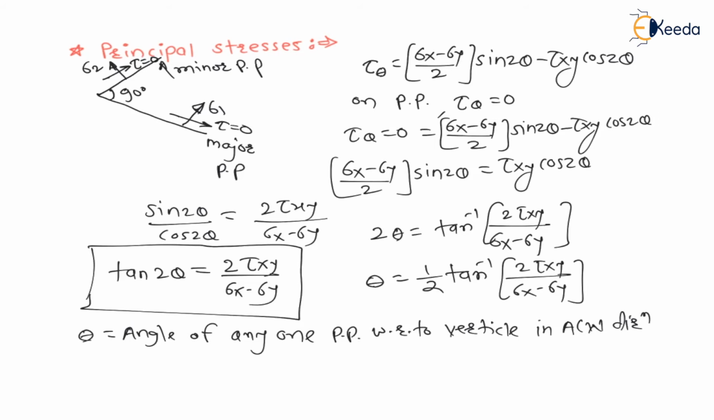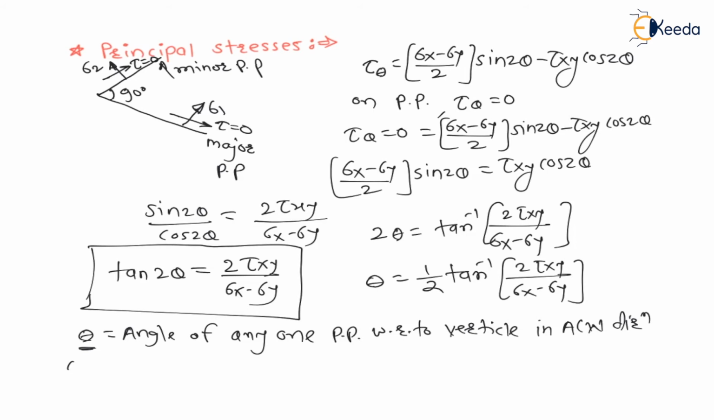That means this theta can be the angle of the major principal plane or the angle of the minor principal plane. That we have to check as per loading in the numerical. But most of the time this theta comes as the angle of the major principal plane, but not all the time. Sometimes it may be the angle of the minor principal plane also.